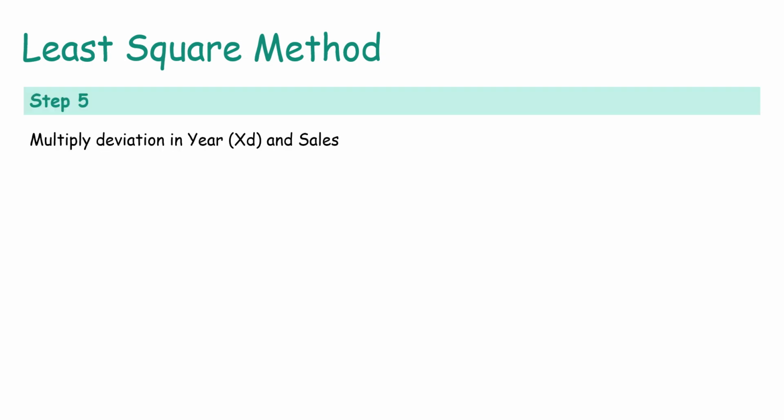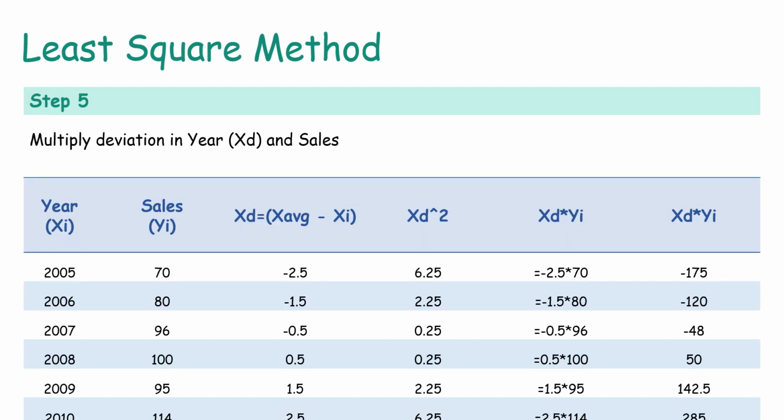Now multiply these deviations with the sales value. That's your step 5. So you do minus 2.5 into 70, minus 1.5 into 80, minus 0.5 into 96, and so on till you're 2.5 into 114. So that is minus 175, minus 120. So these are very simple steps. All you need to do is just multiply these numbers and you have the values.